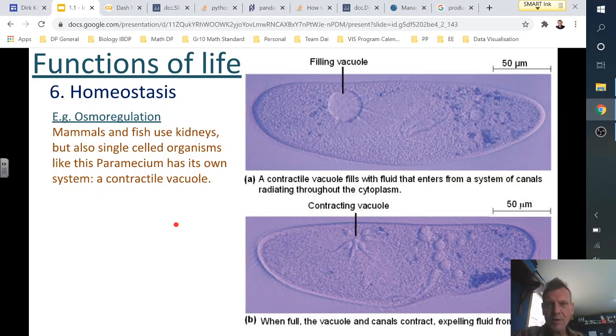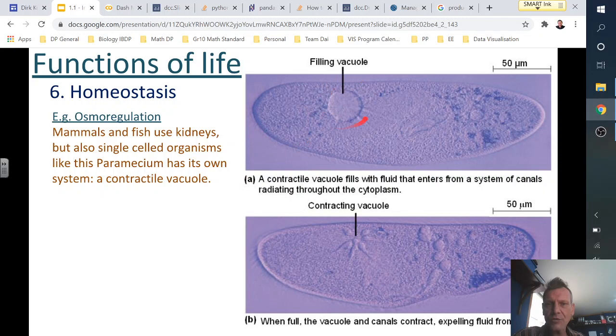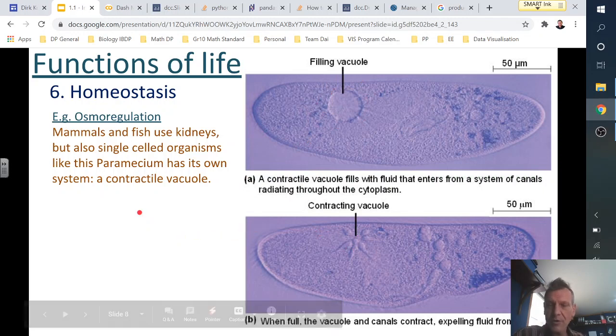Paramecium, you see Paramecium here again, has a so-called vacuole that can contract, a contractile vacuole. So it's actually collecting water in that vacuole, and when it contracts, it's squirting out water from its body also. So even unicellular organisms have a mechanism for this.